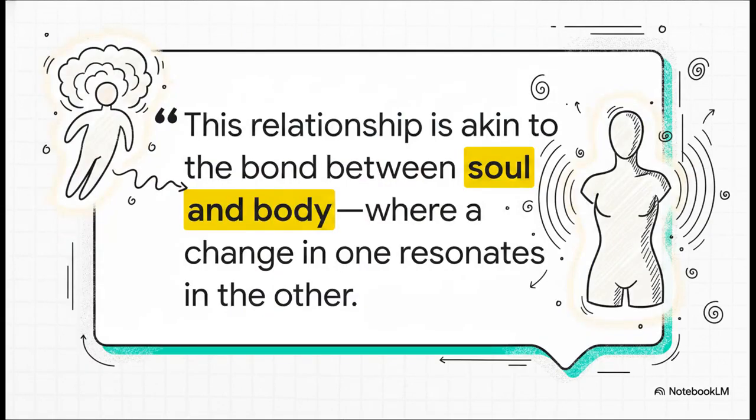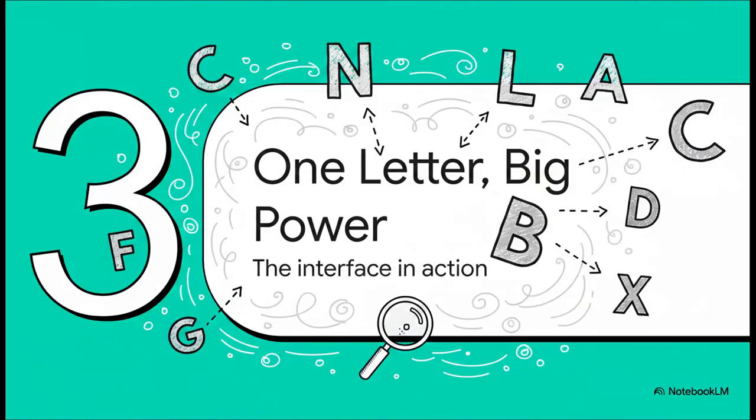And there's this really beautiful way to think about it. It's like the bond between a soul and a body. You can't really change one without affecting the other, right? A tiny change in the word, that's the body, sends this ripple effect through the sentence's meaning, that's its soul. All right, so enough with the theory. Let's put this to the test.